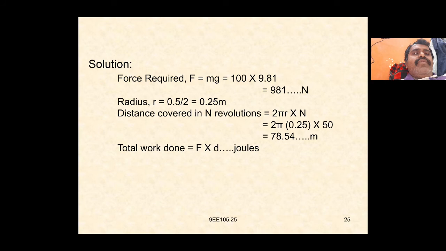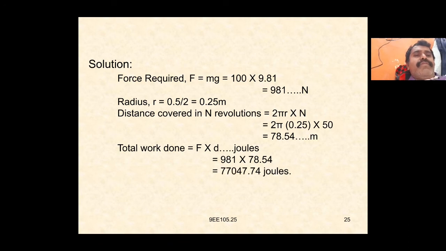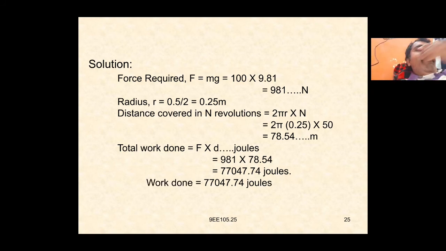Total work done is equal to F into D joules, which is equal to 981 into 78.54, which is equal to 77,047.74 joules. Work done is equal to 77047.74 joules.